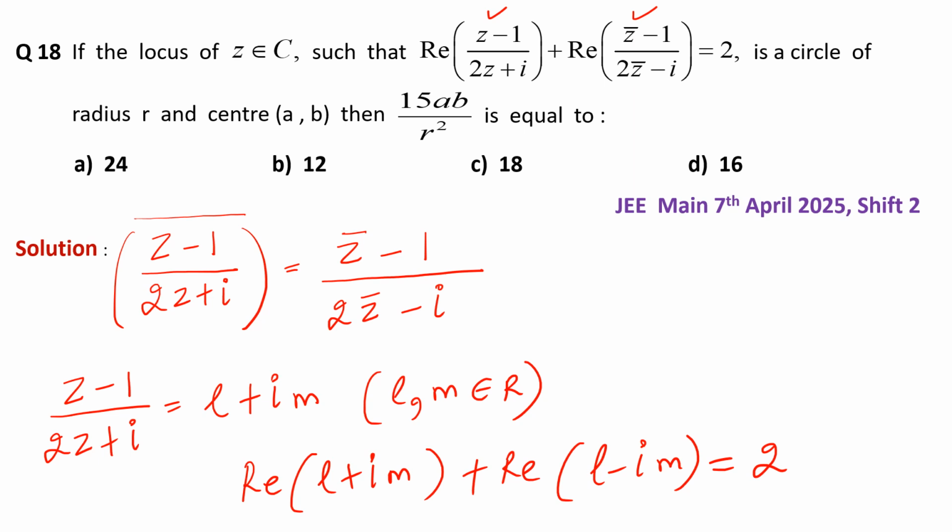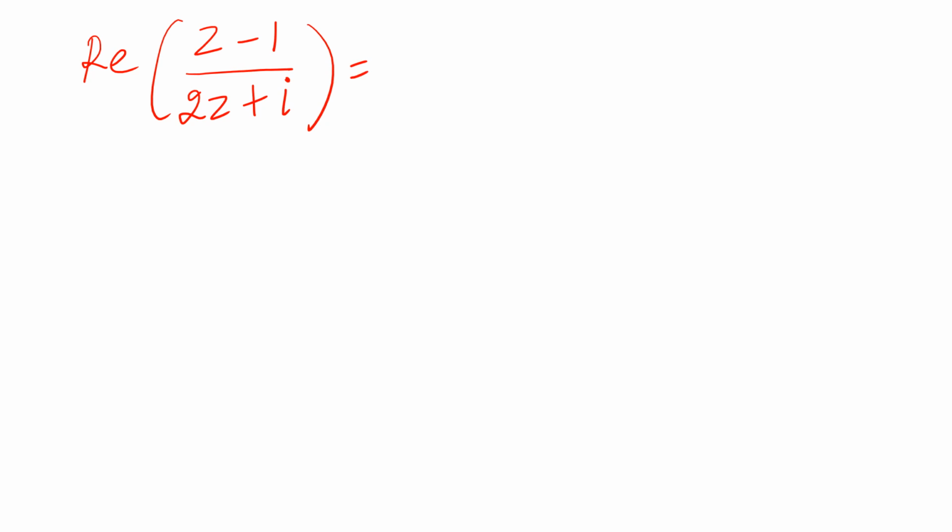So from here what do we get? We get L plus L equal to 2 or 2L equal to 2. So that means the value of L, or the real part of (z minus 1) divided upon (2z plus iota), is equal to 1. Right? Now students, we move further. Now I have got real part of (z minus 1) divided upon (2z plus iota) equal to 1.